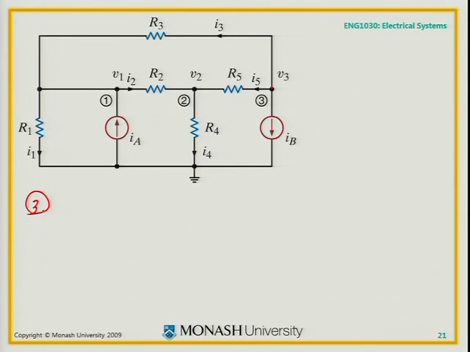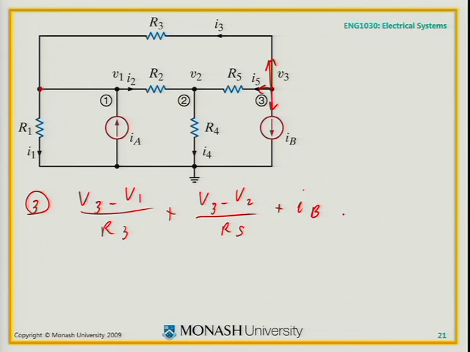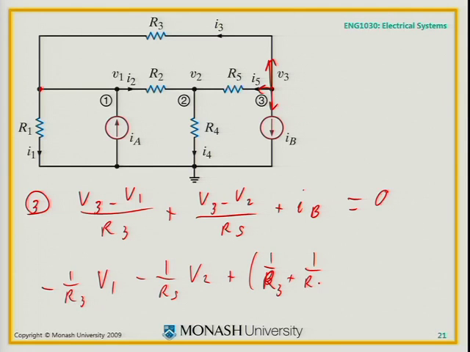There's one more to do. At node 3, I have that current, which is V3 minus V, the one back over here, which was V1 on R3, plus this one, which is V3 minus V2 on R5, plus that one, which is IB equals 0. You could simplify that, minus 1 on R3 V1, minus 1 on R5 V2, plus 1 on R3 plus 1 on R5 V3 equals 0.